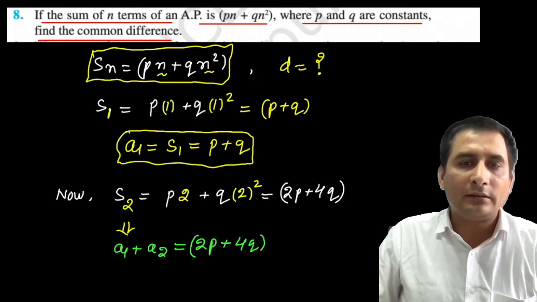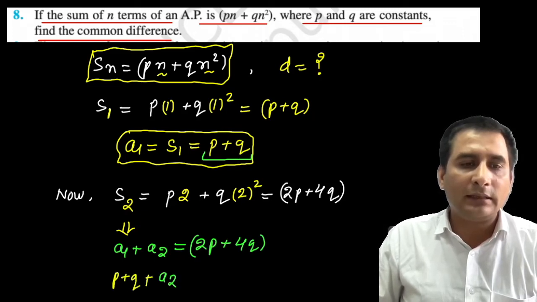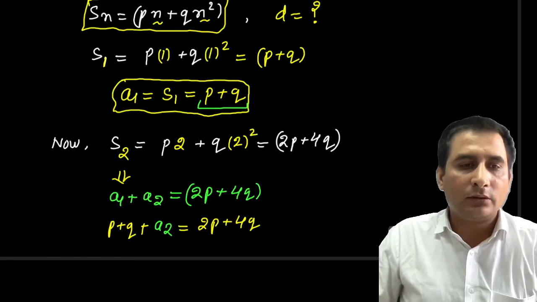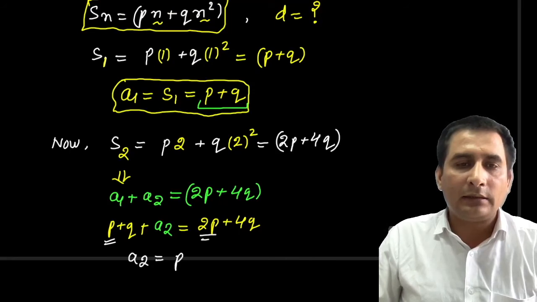So what is A1? A1 is P plus Q. So put the value of A1 here. It's P plus Q plus A2. तो यहां से हमें A2 का पता लग जाएगा. A2 find करेंगे. So how to find A2 here? 2P minus P is P and 4Q minus Q is 3Q. So A2 in this case is P plus 3Q.